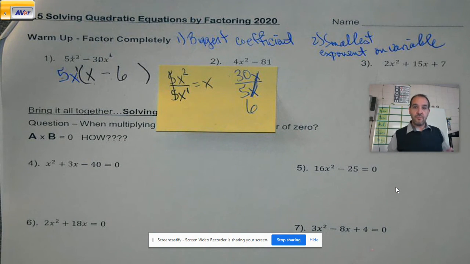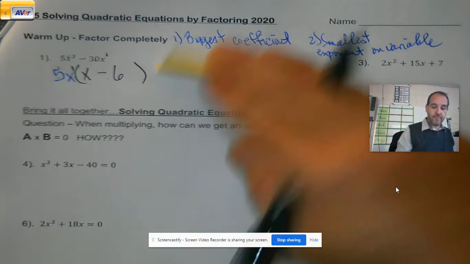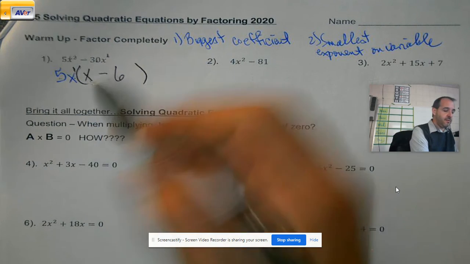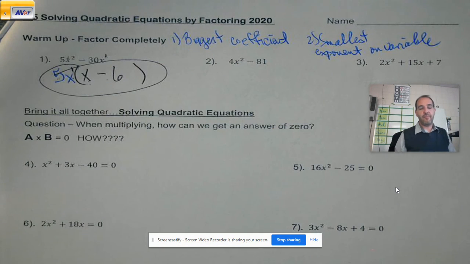So how do I know if I'm done? Because I'm going to say that a lot during this lesson. How do I know if I'm done? If I don't see a squared anymore in what's left, I'm done. That's kind of the be-all, end-all with these.